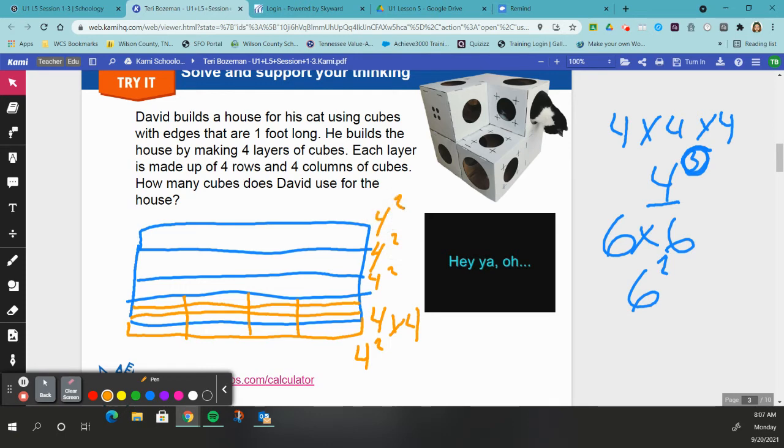If we know what 4 squared is, we know that 4 times 4 is 16. So we will have 16 in 4 layers. So 16 times 4. So this would be 24. 4, carry your 2 over. 4 times 1 is 4 plus 2 more is 6. So 64 cubes in this cat house.